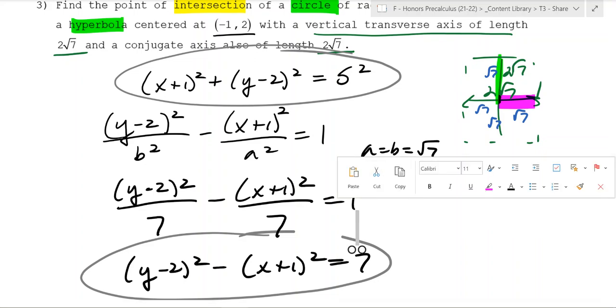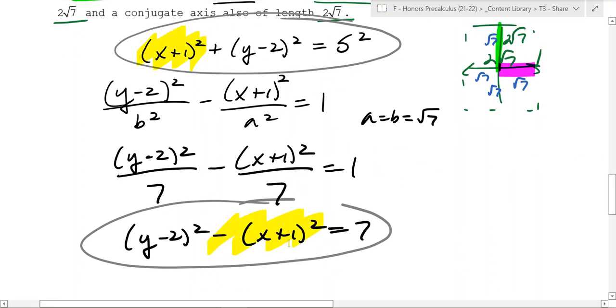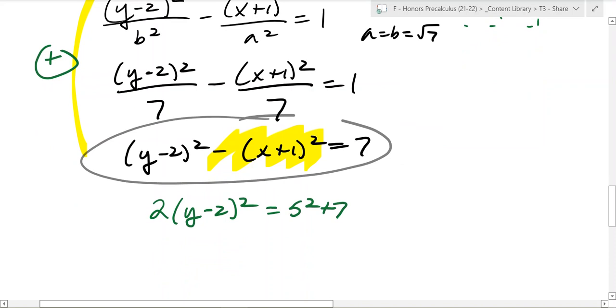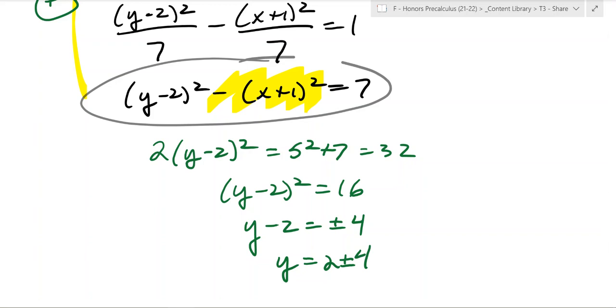What can happen here is you might have noticed that you end up with opposite signs. So if you add these two equations together, the (x + 1)² terms cancel and you're left with 2(y - 2)² equals 5² plus 7. So that's 32. Divide by 2 and you get (y - 2)² equals 16. Take the square root of both sides and you get y - 2 equals plus or minus 4, so y equals 2 plus or minus 4. Then you have to find out what x equals.